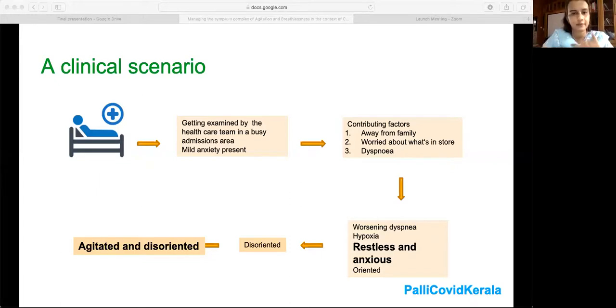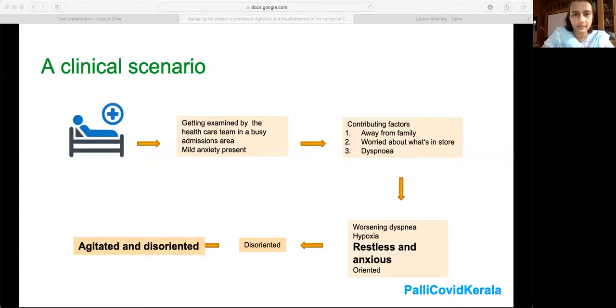The patient is away from the family. They're worried about what's in store for them. If it's positive, how is the disease going to change? And there'll be associated dyspnea. Now, as the patient gets admitted, the condition can worsen, the dyspnea worsens, and the patient again becomes hypoxic. Then he becomes more anxious and more restless, but he's oriented.